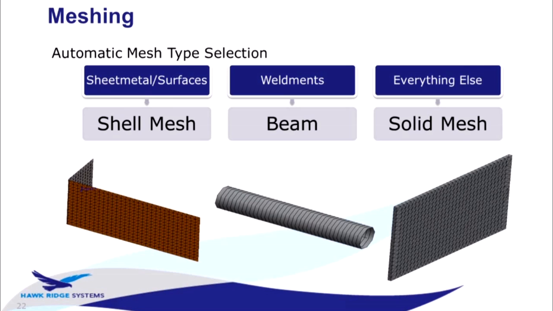Objects can either be represented as what we call shell, beam, or solid mesh. Shell mesh is applicable for thin objects with a constant thickness. A typical best case there is sheet metal, which is a good example of something that's applicable for shell mesh. Anything that's long and slender, has a constant cross-section, can be treated as a beam mesh. Weldment frames are automatically treated as beam mesh. And everything else is treated as solid mesh, so it meshes through the thickness of the part.